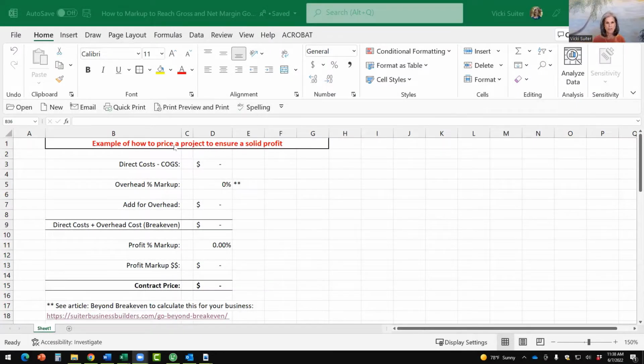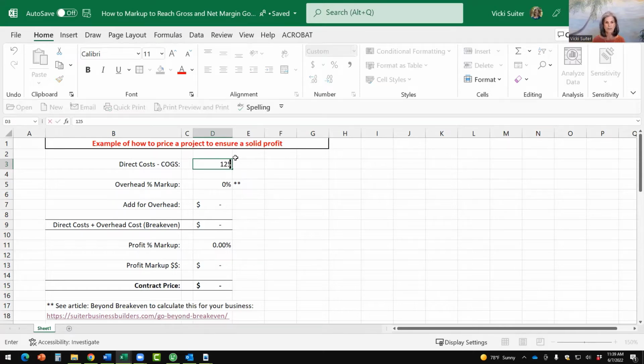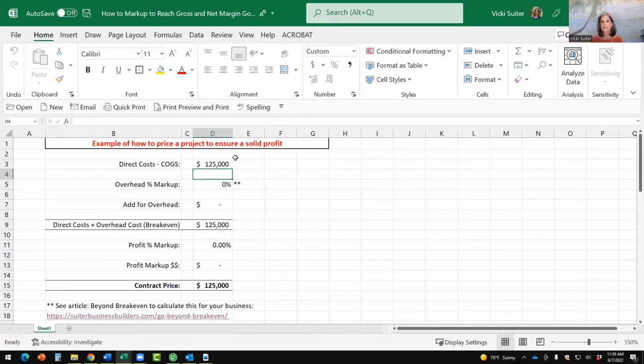So this is a little spreadsheet that I put together that will walk you through an example of how you calculate your gross profit margin and come up with a price for your projects based on the goal that you have for your business. So we'll start out with, imagine that there's a project that you have, and let's say this project costs $125,000. That $125,000 represents your materials, labor, subs, equipment, other, right? Like you calculated what all that base cost is for doing that work.